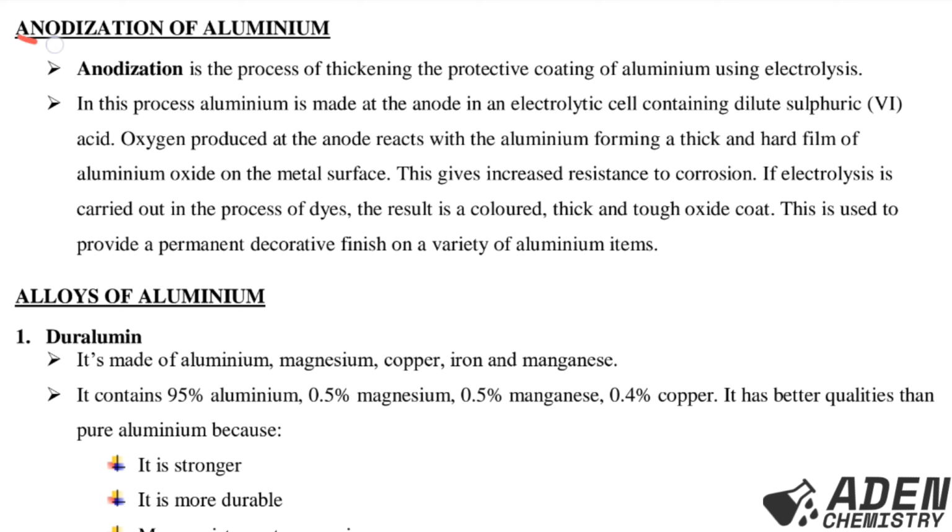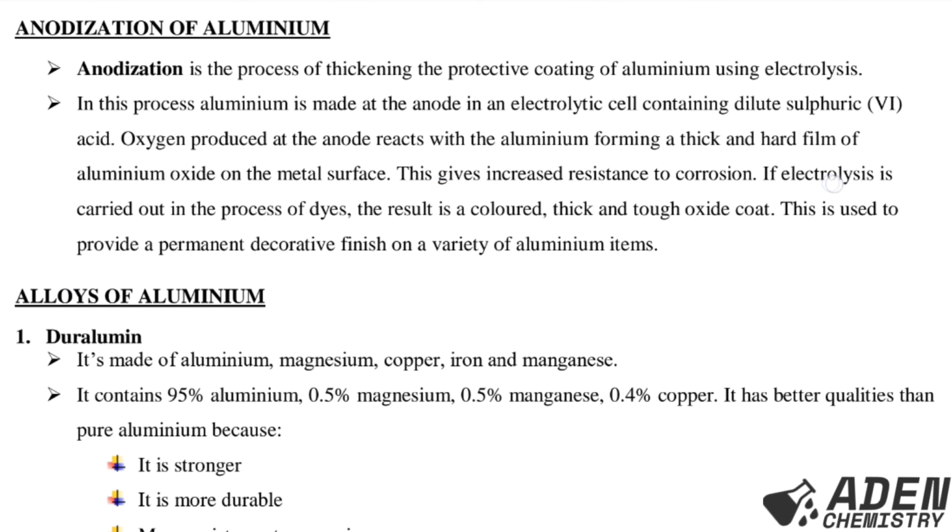So next we are going to go to anodization of aluminum. What's anodization? Anodization is the process of thickening the protective coating of aluminum using the electrolysis method. In this process, aluminum is made the anode in an electrolytic cell containing dilute sulfuric acid. Oxygen produced at the anode reacts with the aluminum, forming a thick and hard film of aluminum oxide on the metal surface. This gives increased resistance to corrosion.